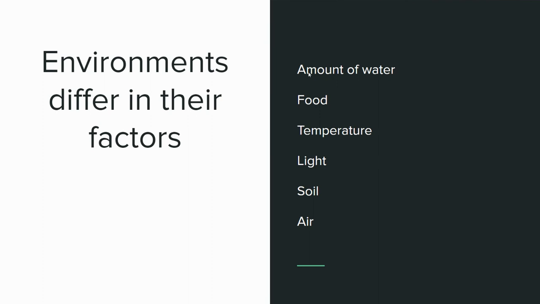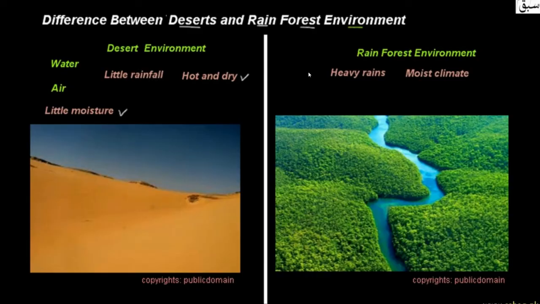All right, so again, the environments differ in their factors: the amount of water, food, temperature, light, soil, and air. Those are the main factors how they differ. Let's look at these two environments. Obviously, the desert has little rainfall. Remember, water is a factor. Also, air is very hot and dry. Obviously, we know that there's little moisture.